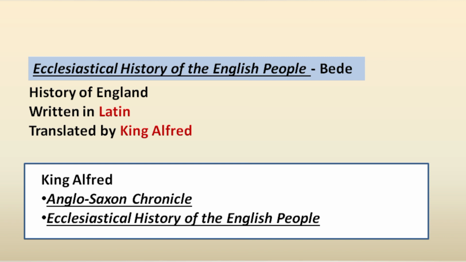So, King Alfred is a very important figure regarding Old English literature because, yes, he did love literature and art, and he translated a lot of works from Latin to Old English. Now, two very important works associated with King Alfred are the Anglo-Saxon Chronicle, which I have mentioned before in the video, and the Ecclesiastical History of the English People, which is actually written by Bede in Latin and translated by King Alfred into Old English.